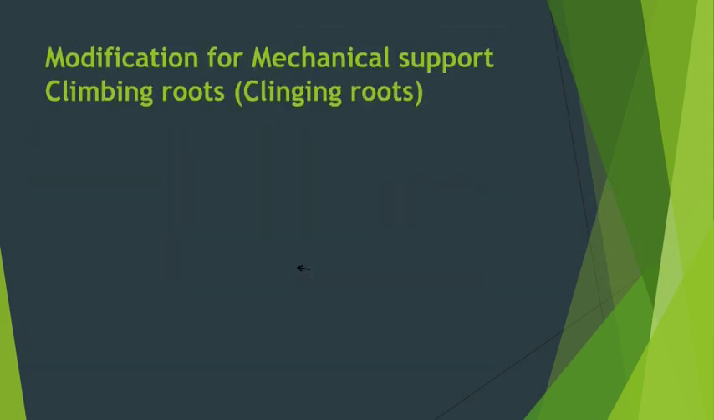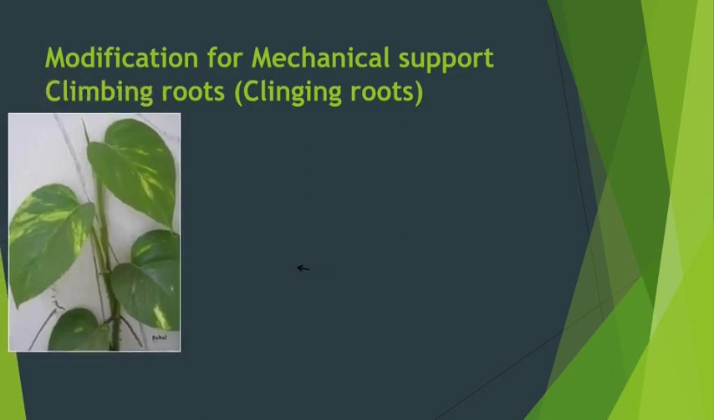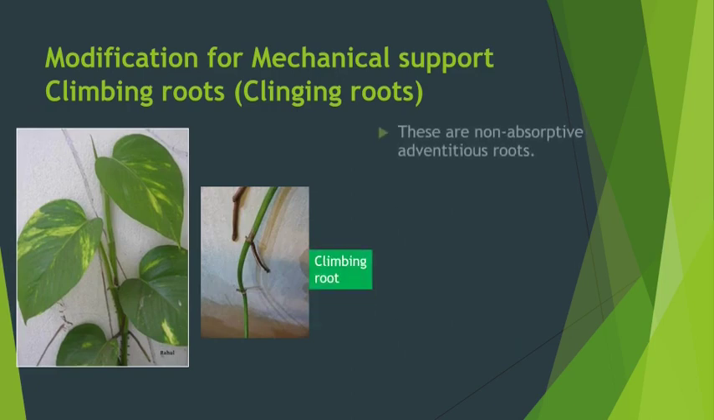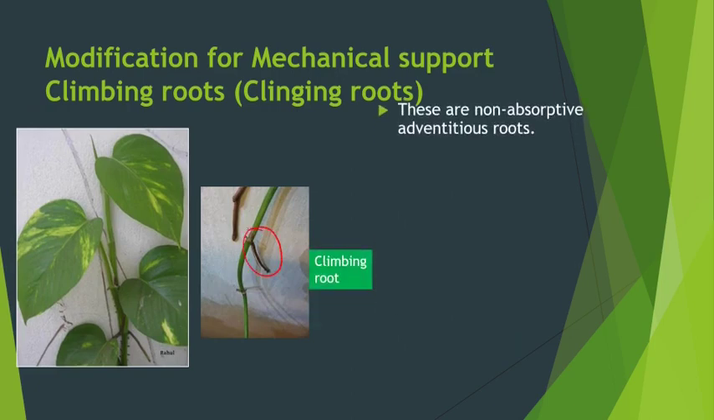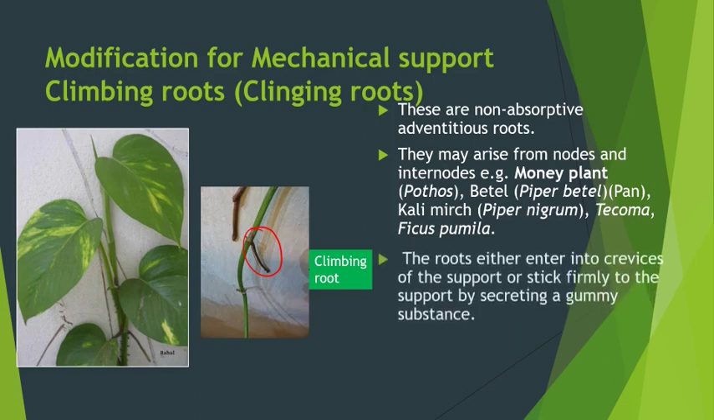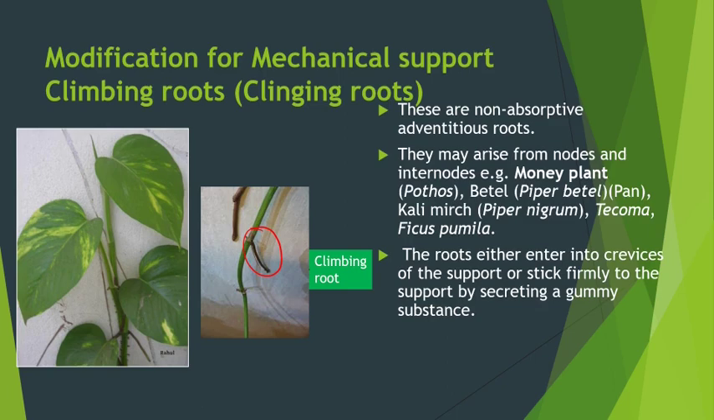Let us talk about the next modification, that is climbing roots or clinging roots, which are found in the pothos plant. Pothos plant means money plant. From the node of the stem of these money plants arise a special type of roots which are non-absorptive, but they may be hygroscopic, and they cling to any support that comes by, secreting a certain gummy substance. And these are the clinging roots or climbing roots found in beetle.